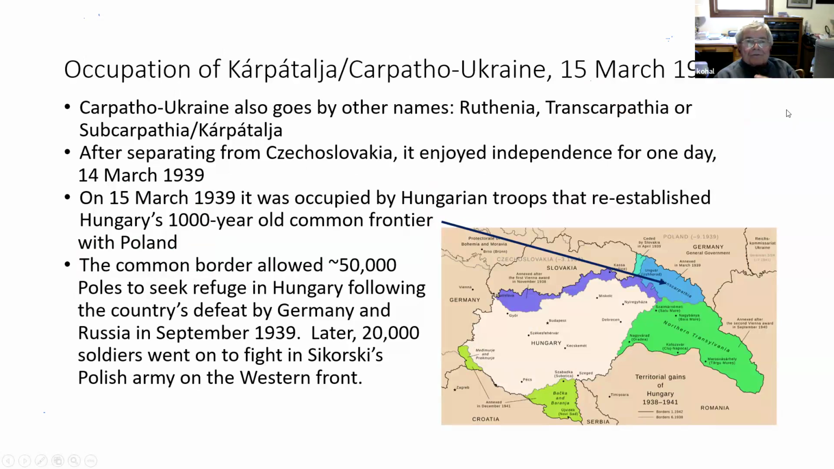Now, Carpatho-Ukraine was occupied unilaterally by the Hungarians.